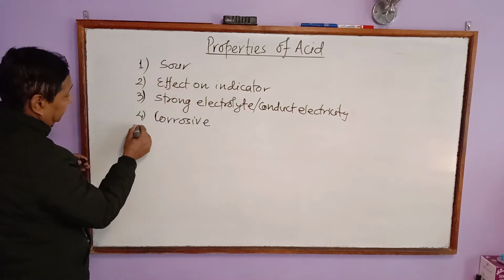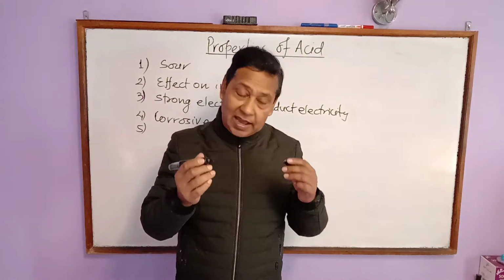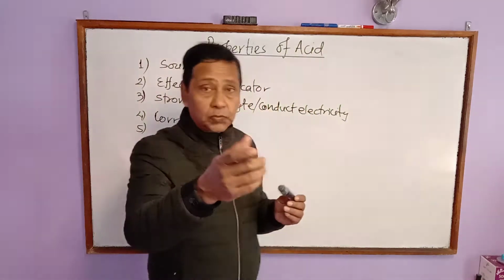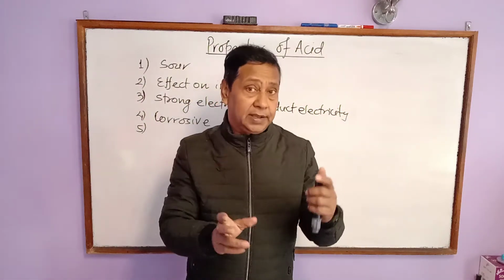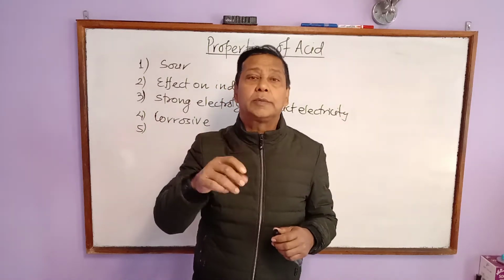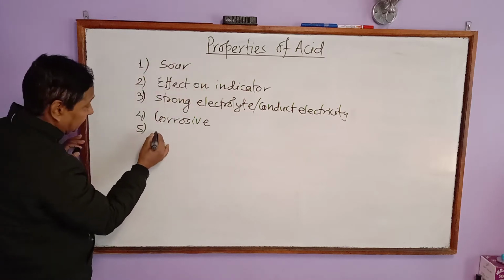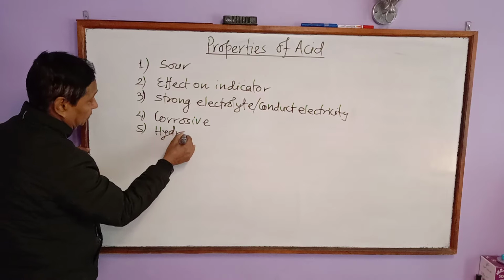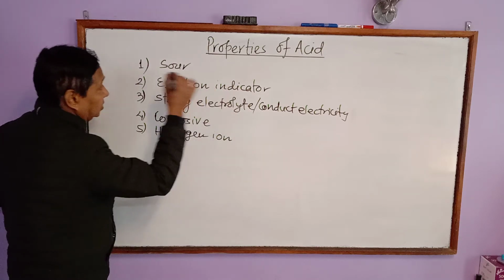Now next, acid gives hydrogen ion in aqueous solution. This is one of the important properties of acid. Whether it is hydrochloric acid, sulfuric acid, nitric acid, everything gives hydrogen ion in aqueous solution. This is one of the great identities of acid. That's why this can be recognized as a property of acid. It gives hydrogen ion in aqueous solution.